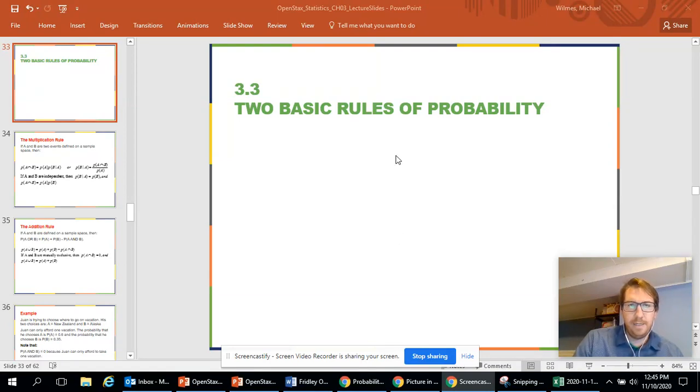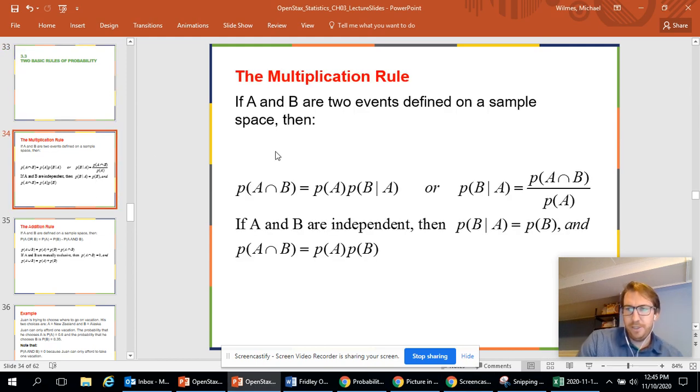All right, in this video, we're going to be looking at the two basic rules of probability. The first rule is called the multiplication rule. It's the most common probability rule we will run across, and it's to calculate the probability of two events happening.